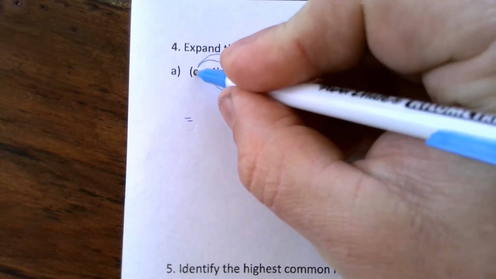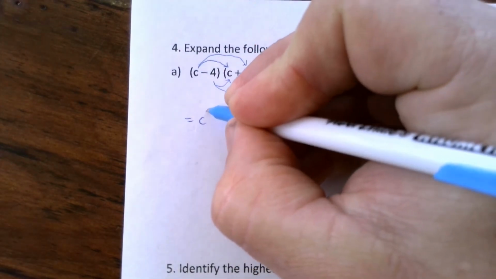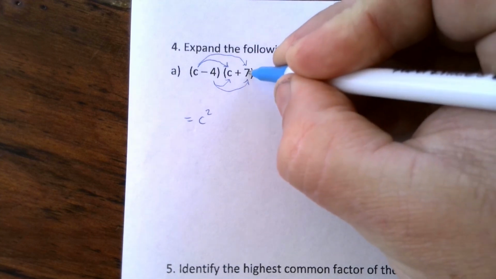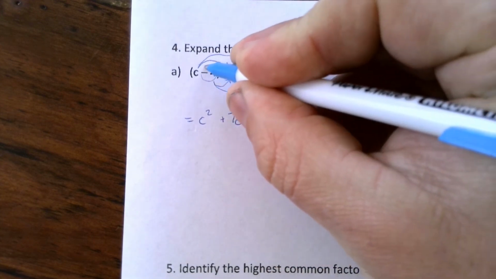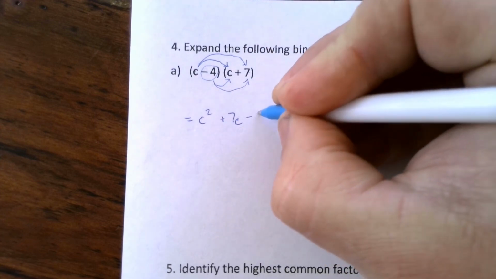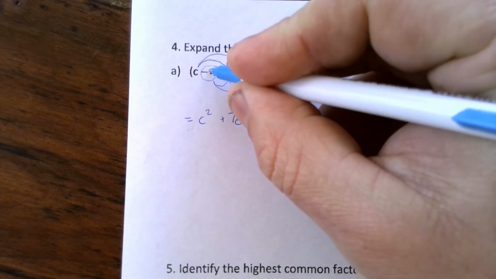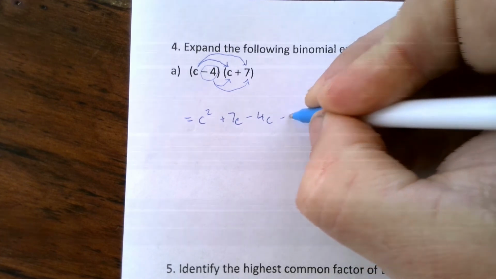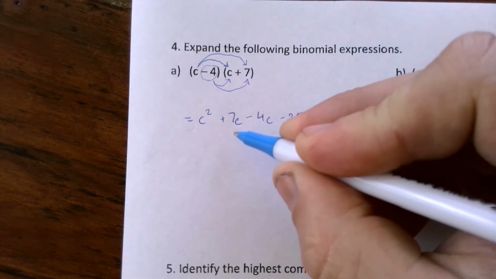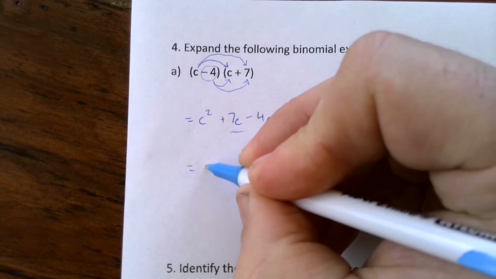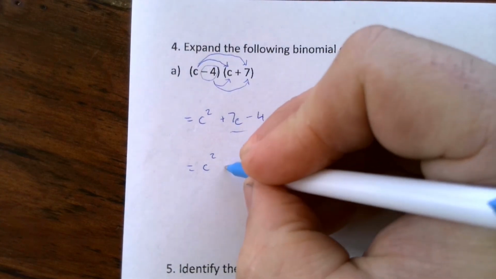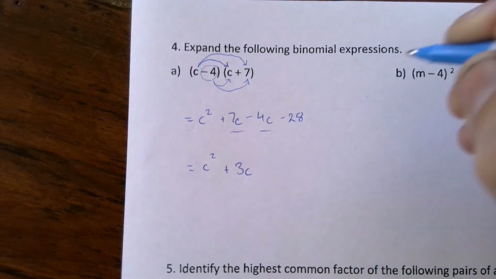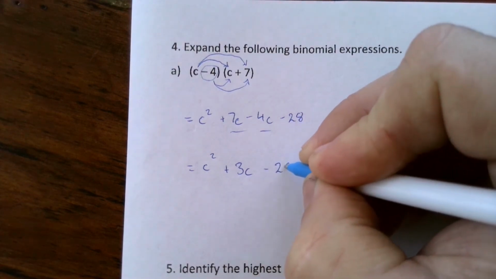So we've got c times c makes c squared. C times 7 makes 7c. Minus 4 times c makes minus 4c. Minus 4 times 7 makes minus 28. Now we collect our like terms and simplify. So I've got c squared, then I've got 7c and I take 4c away, leaving me with 3c, and then I've got negative 28 on the end.